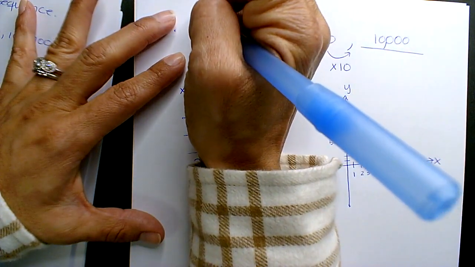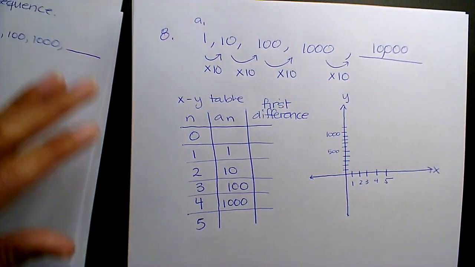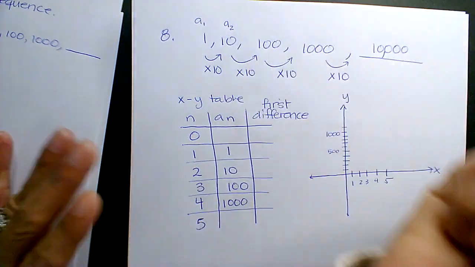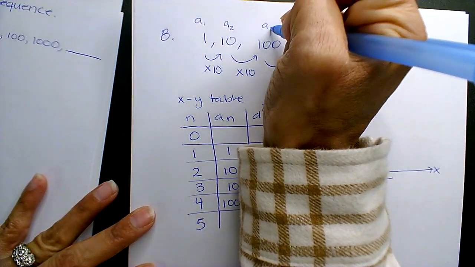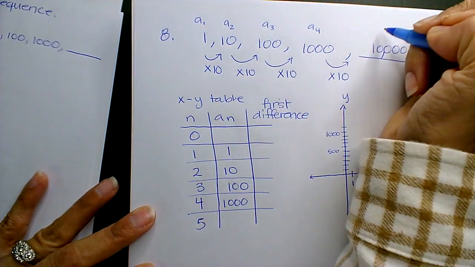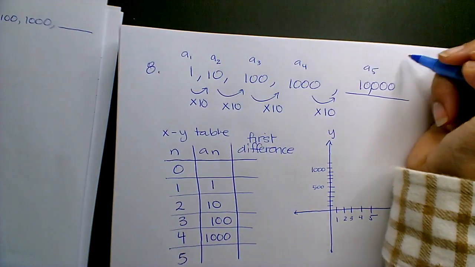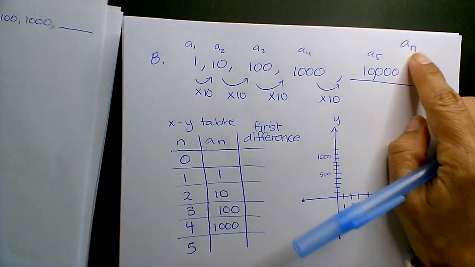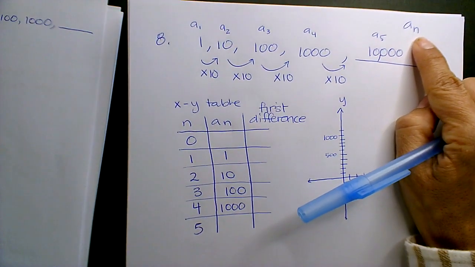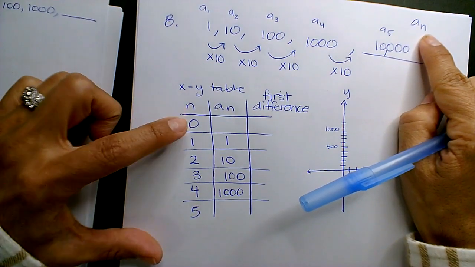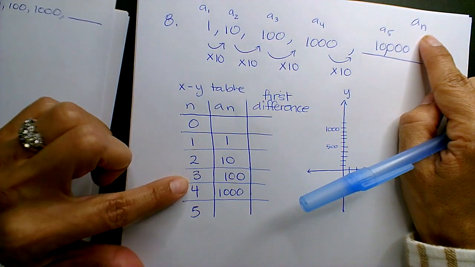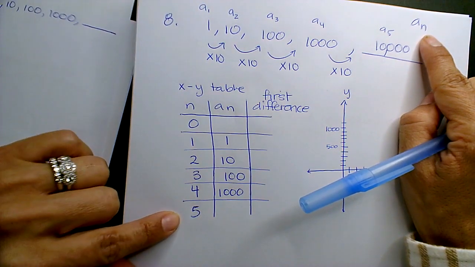Remember, this is the first term, so that's a sub 1. This is the second term, so that's a sub 2. A sub 3, A sub 4, A sub 5. Remember that A sub n is really the nth term, and so that n is the term number, right? So here's the 0th term, 1st term, 2nd term, 3rd term, 4th term, 5th term.